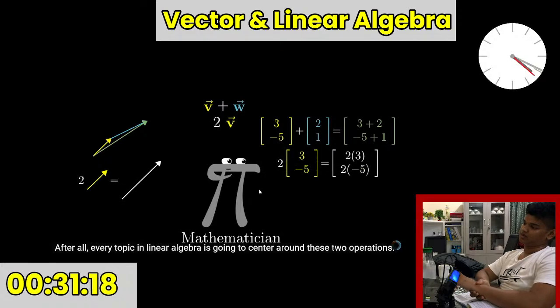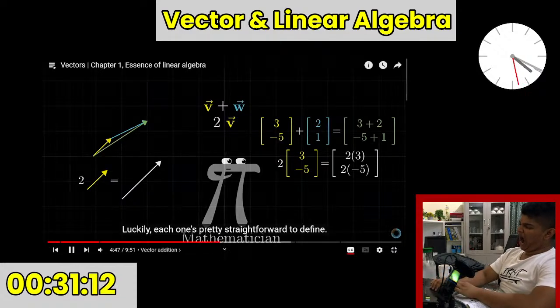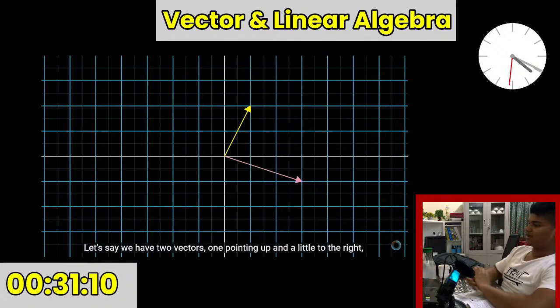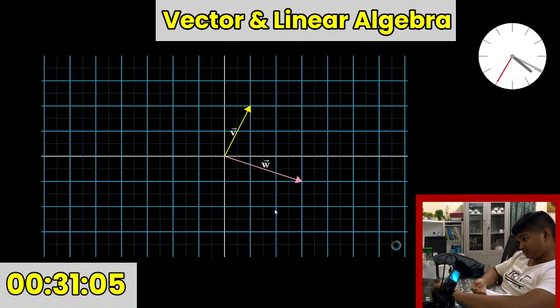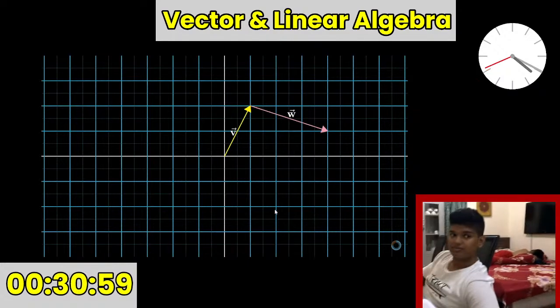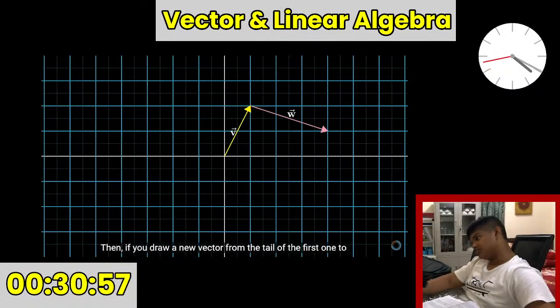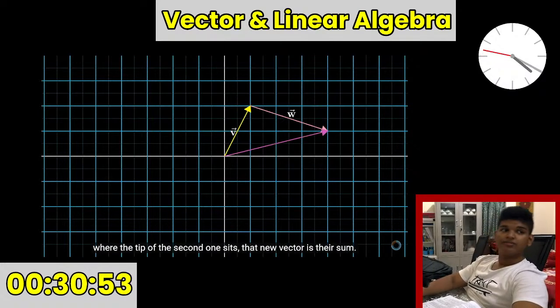After all, every topic in linear algebra is going to center around these two operations. Luckily, each one's pretty straightforward to define. Let's say we have 2 vectors, one pointing up and a little to the right, and the other one pointing right and down a bit. To add these 2 vectors, move the second one so that its tail sits at the tip of the first one. Then, if you draw a new vector from the tail of the first one to where the tip of the second one now sits, that new vector is their sum.